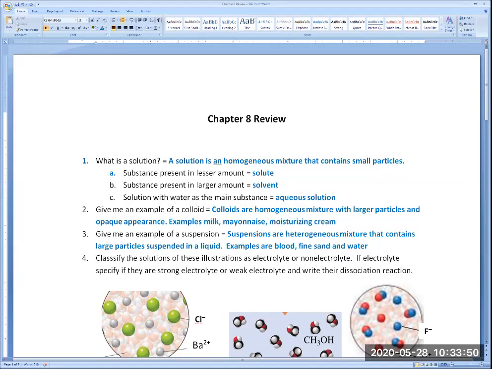So solutions, compared to colloids and suspensions, are homogeneous and they are transparent when they are liquid. Colloids are homogeneous mixtures too, but they're opaque. You have to think a colloid does not let you see through it. And a solution, because the particles are so small, lets you see through it, and it looks like one substance, even though you know it's made of more than one substance.